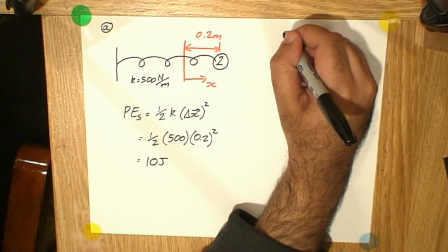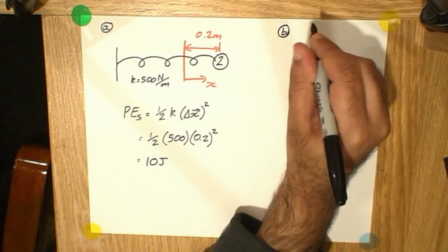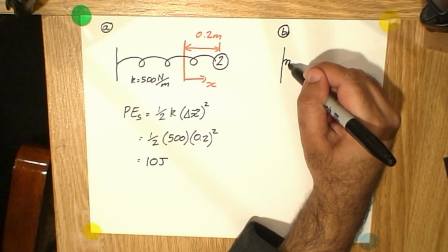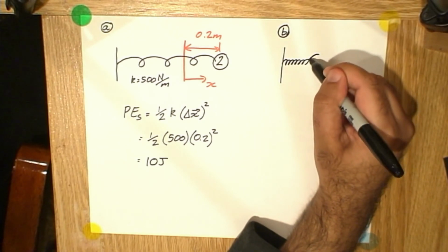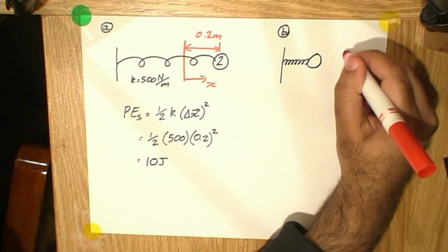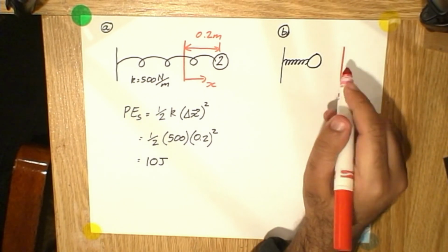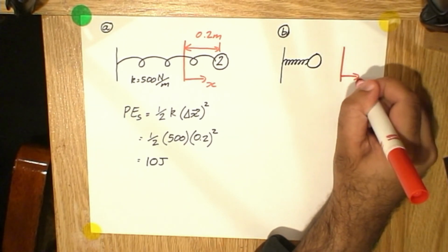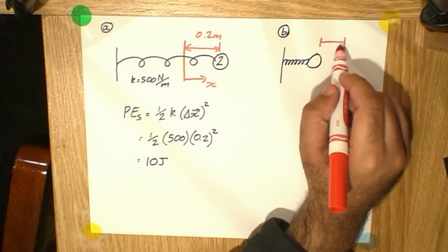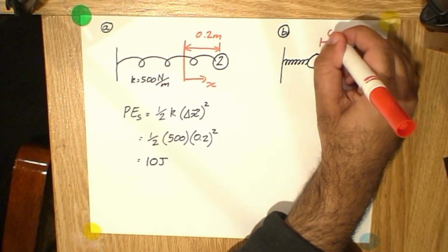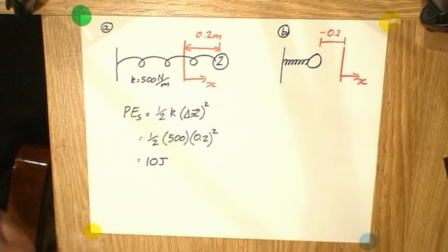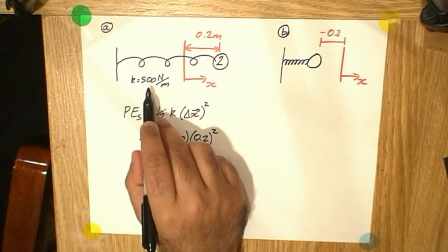Now, what about for part B of this question? In part B, we were told that the spring was not elongated by 0.2 meters, but rather compressed by 0.2 meters. I'm going to keep my origin at the natural length of the spring. I'm going to set rightwards as positive, and this time I'm going to have this displacement be 0.2, but since it's in the negative direction, I should correctly say that delta x is negative 0.2. K is still the same as before.